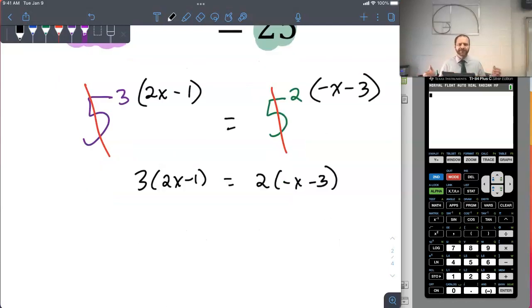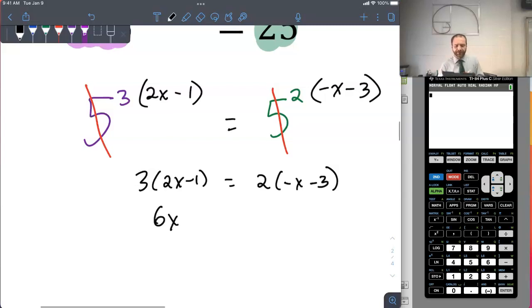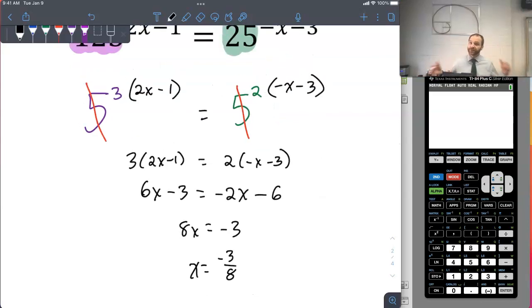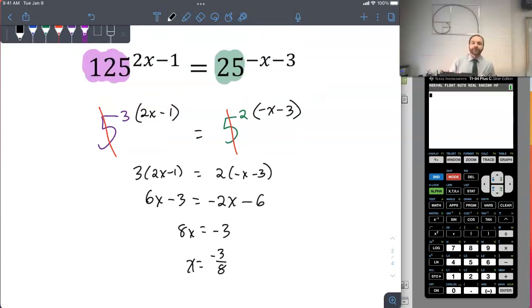Well, now it's easy, right? I just distribute. And I'm going to combine like terms. I'm going to add the 2x over here. I'm going to add the 3 over here. And I get x equals negative 3/8. And since you're dealing with an exponent, you are allowed to have negative exponents. We learned that before because it means a fraction. Now, there we are. That's it.